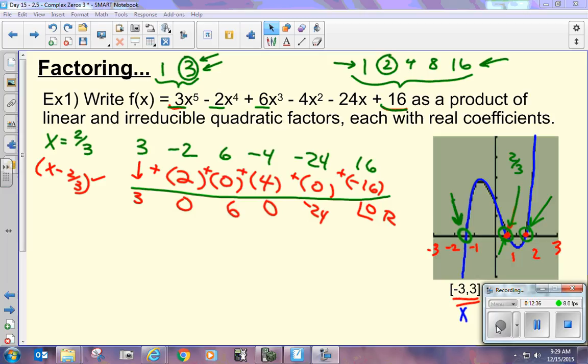Who's got that one? Yeah, it's irrational. It's 1.414, etc. Now we're going to try this one right here.